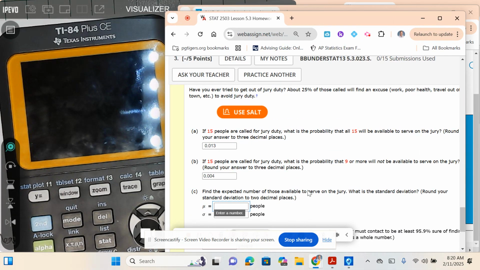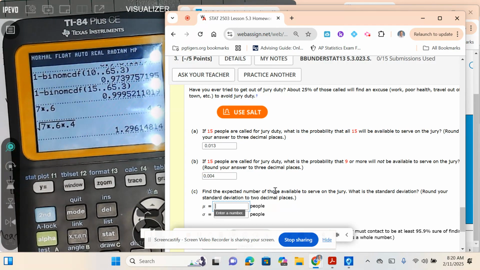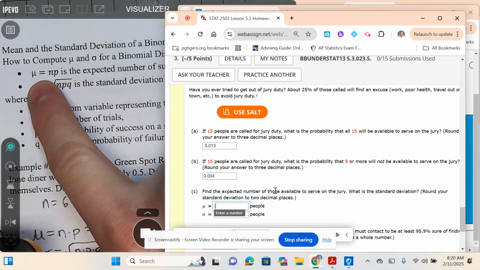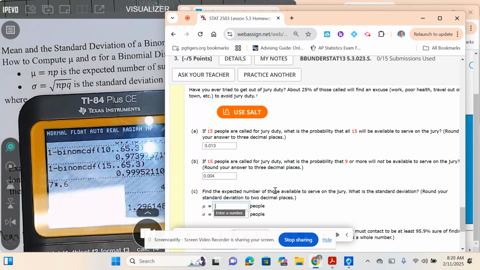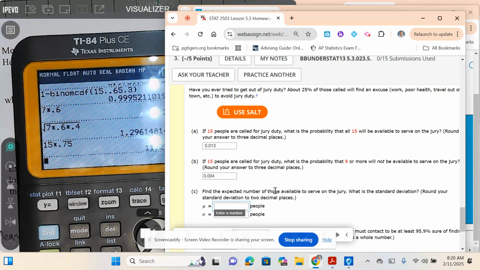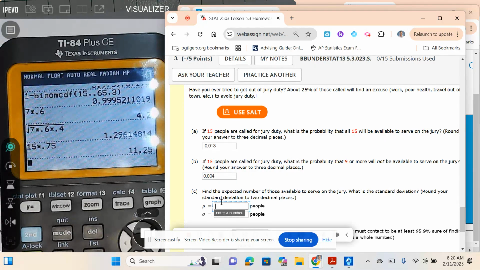Now, find the expected number of those available to serve on the jury. Expected number is just a reference to the mean, mu. Expected number would be my number of trials, 15, times the probability that they're available. 0.25 is not available, so 0.75 is available. So that's 11.25.